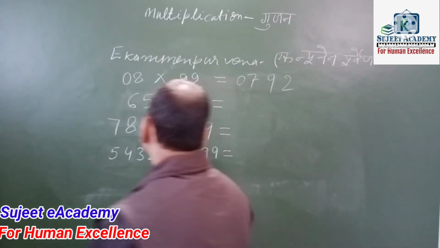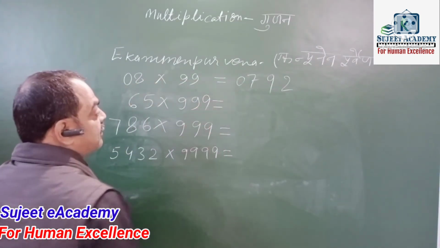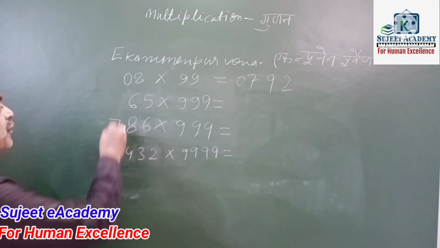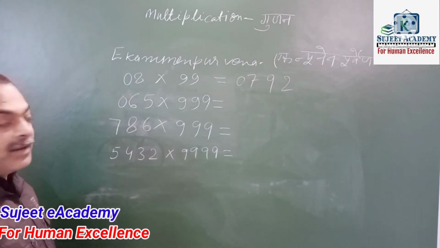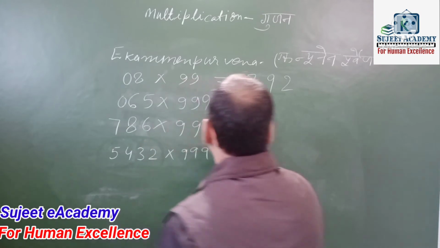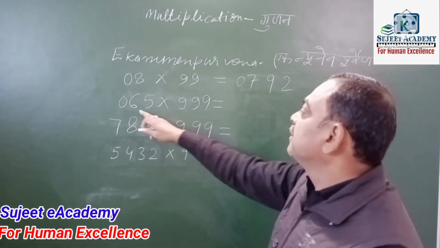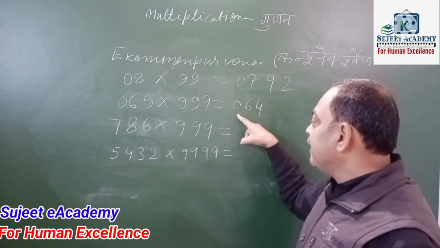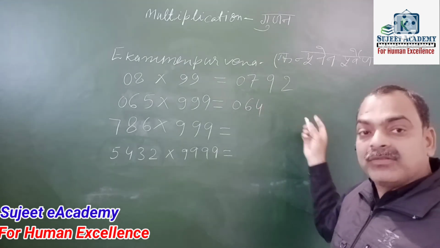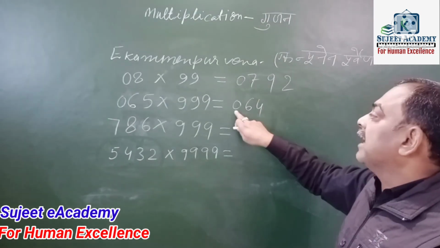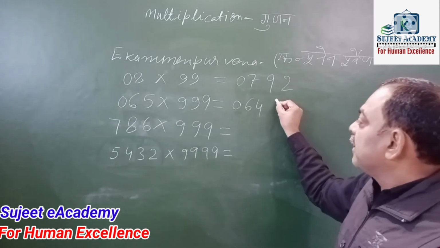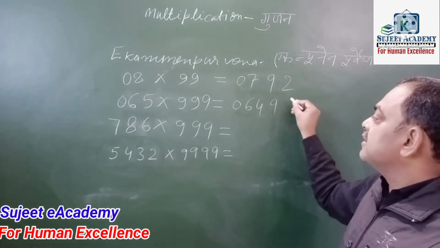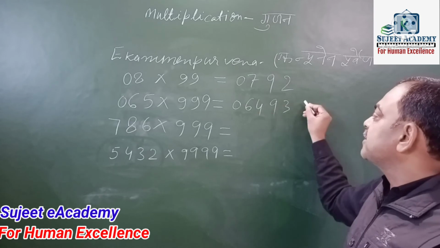Next one again. If this one is 3 times 9 and this one is 65, you put a 0 here. After that, you reduce it by 1, 064, and subtract the respective numbers from 9. 9 minus 0 is what? 9. 9 minus 6 is 3. 9 minus 4 is 5.